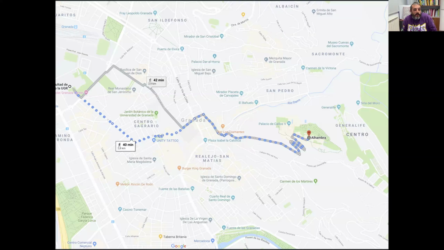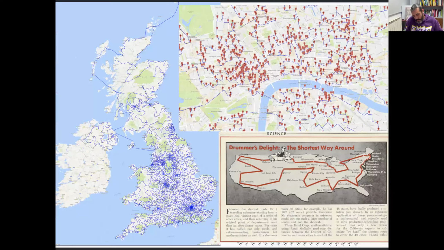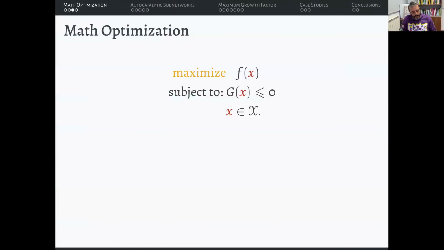Also, you use Google Maps to compute the shortest path from one point to another. This is an optimization problem that we can model and solve very efficiently. Also, there is a typical problem, the traveling salesman problem. This salesman wants to visit a number of places and then come back to his home. When you have tons of places to visit, this is a very difficult problem. Actually, it's an NP-hard problem, but optimization tools can handle this type of problem.